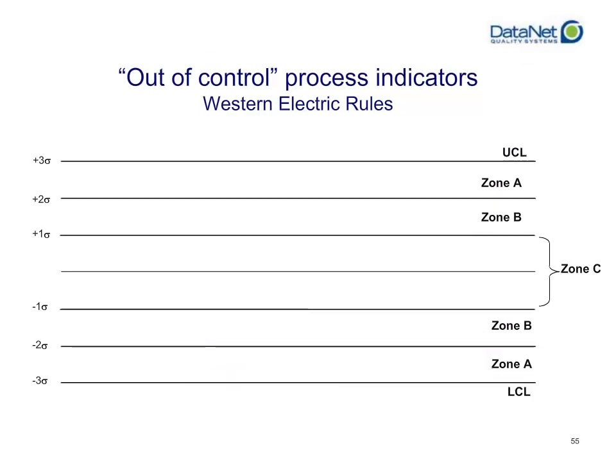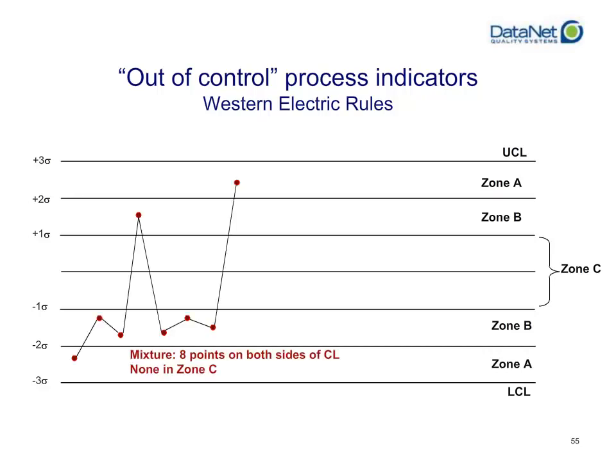On this next slide, we're going to show you the chart again. We're going to start over again and see some other potential indicators. The first one, going from left to right, is a mixture. In this case, using the Western Electric rules, a mixture is defined as 8 points on both sides of the center line, but none of them falling within zone C. Again, zone C is very close to your center line.